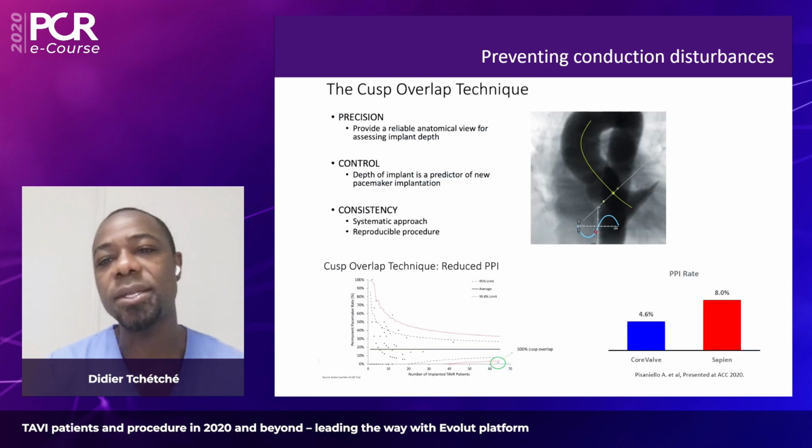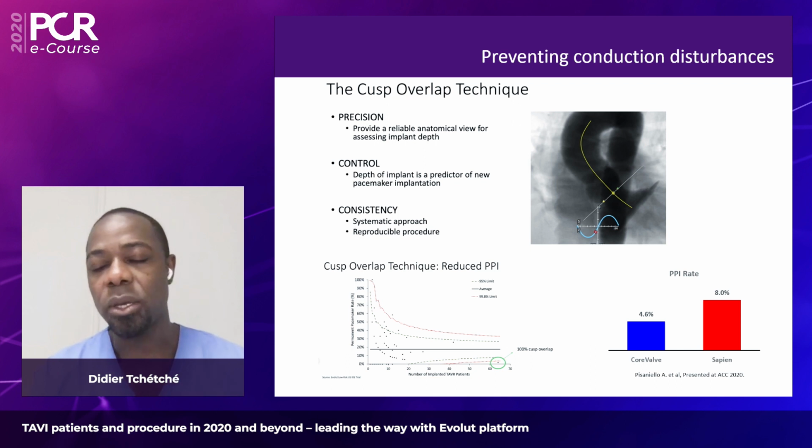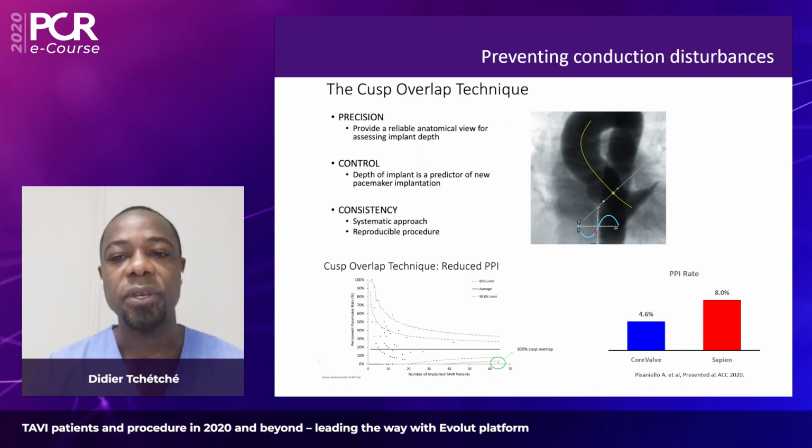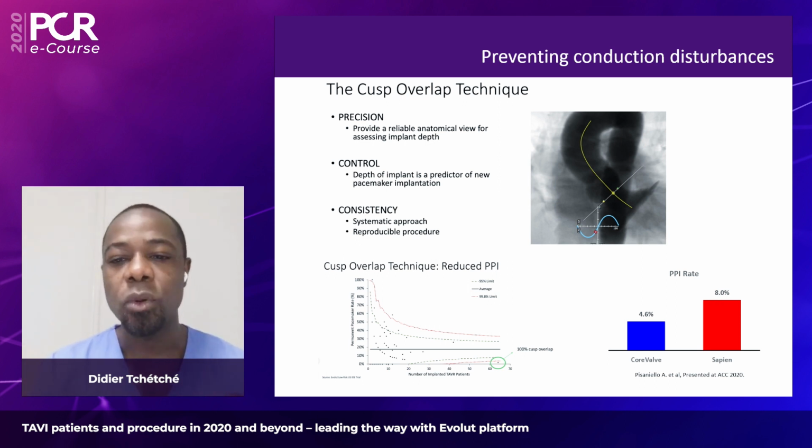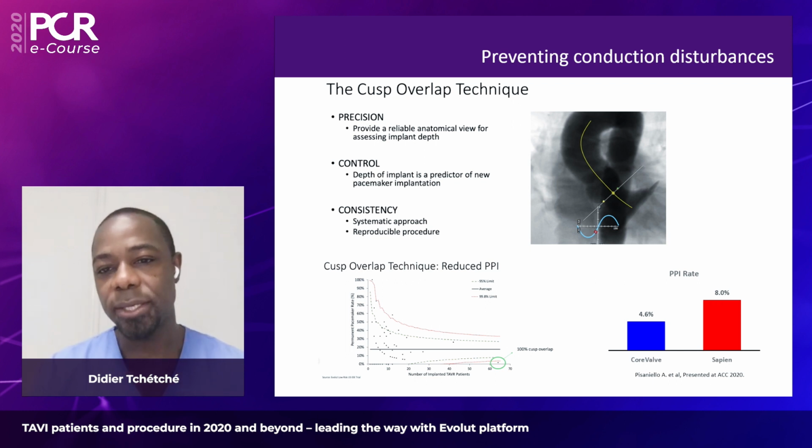But how to achieve that in a more contemporary way? It's a kind of, I would say, a revival of the cusp overlap technique, because it's a very nice way to prevent conduction disturbances. The idea of the cusp overlap technique was first introduced by Jean-Claude Laborde when he went for proctoring about the deployment of the CoreValve. Then it was brought back in front of the scene by Nicolas with the double S curve technique.